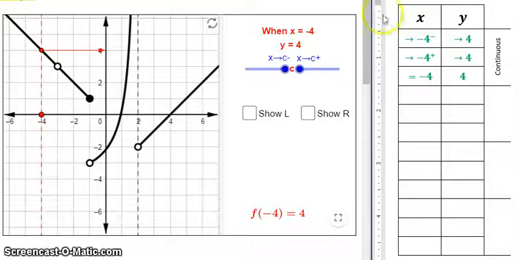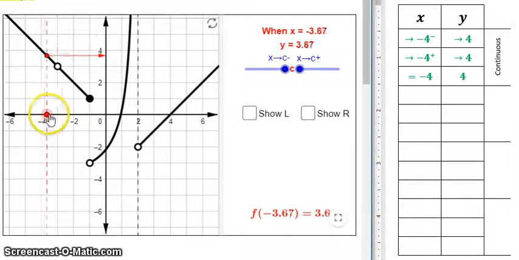So we'll go ahead and capture that in the table over here. We have, as x approaches negative 4 from the left, y is approaching 4. As x is approaching negative 4 from the right, y is also approaching 4. And when x is equal to negative 4, y is equal to 4. That is what makes the function continuous.